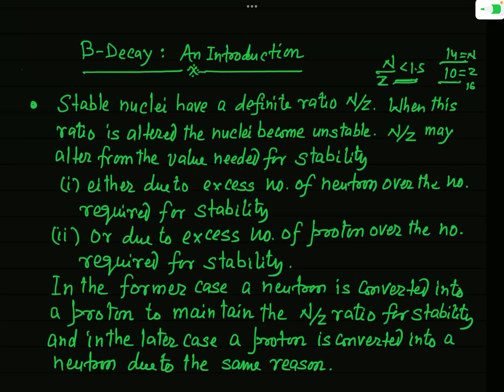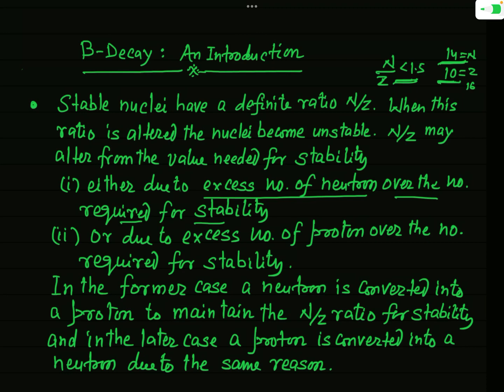So the instability in the nucleus due to the number of neutrons and number of protons will be caused by two reasons. The first one is the excess number of neutrons over the number required for stability. It means the number of neutrons is more than the number which is required for stability. As I have told you, if for stability 14 neutrons are required over the 10 protons, but if there is a number of neutrons greater than 14, then the nucleus will become somewhat unstable. And this instability is caused due to the excess of neutrons.